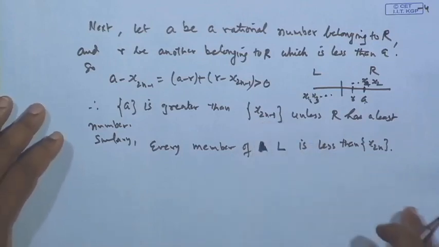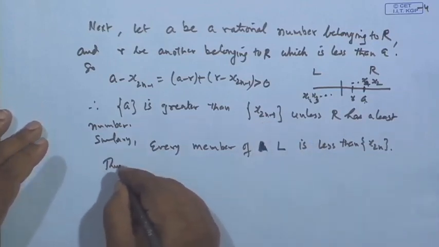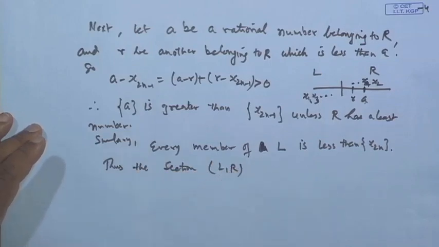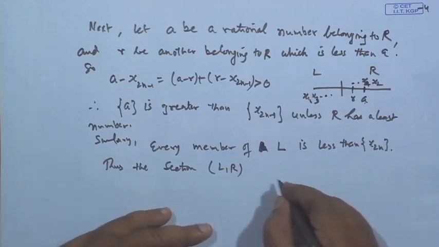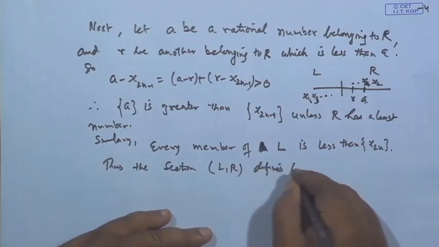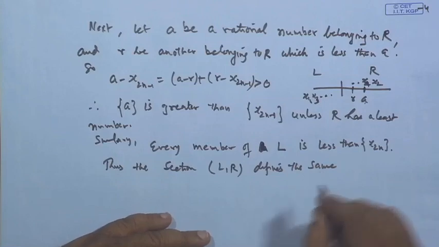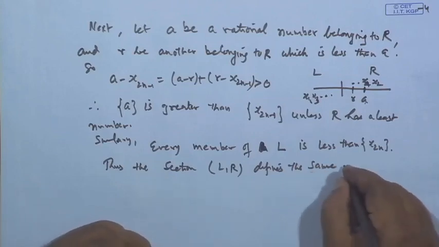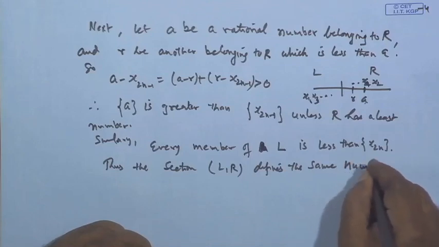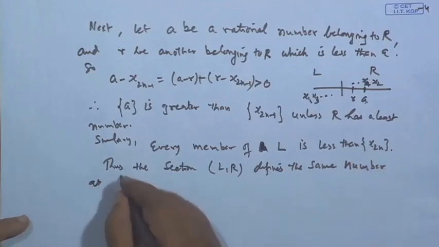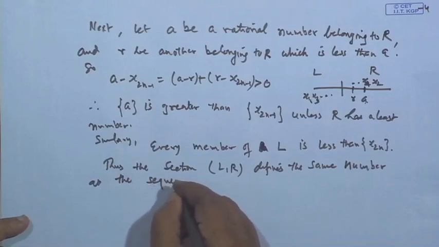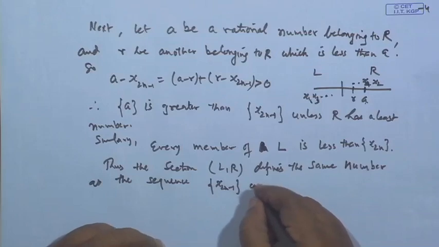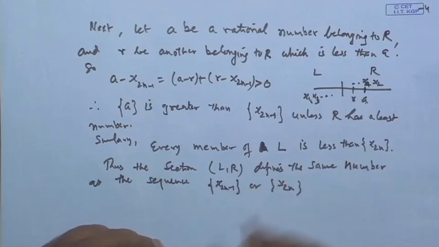So, thus the section L R defines the same number as the sequence either x 2 n minus 1 or x 2 n, because both give the same number, is it not?